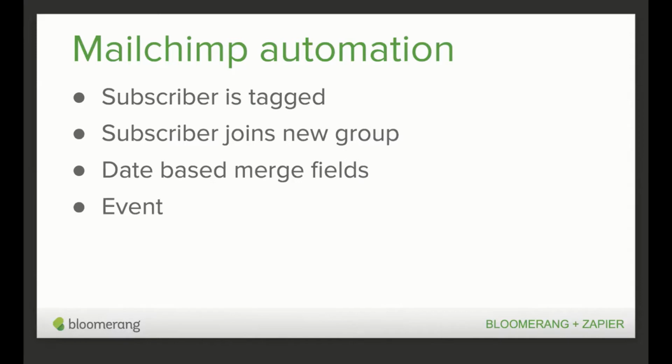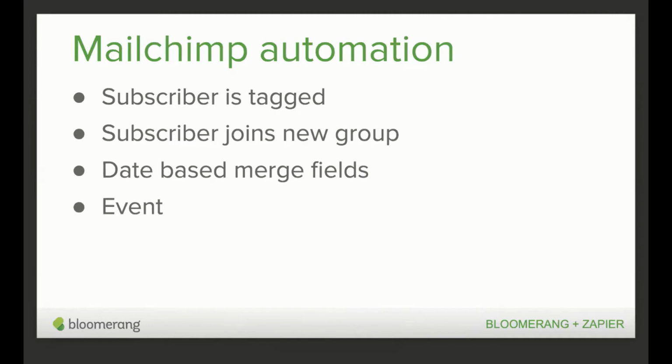So we could set up a customer journey in Mailchimp to trigger when a subscriber is tagged, when a subscriber joins a new group in your audience, when a date-based merge field meets certain criteria, or when a custom event is added to the subscriber record. Now we're going to focus on this last example, this custom event example, because this is what's really going to allow you to automate communications for recurring donors.